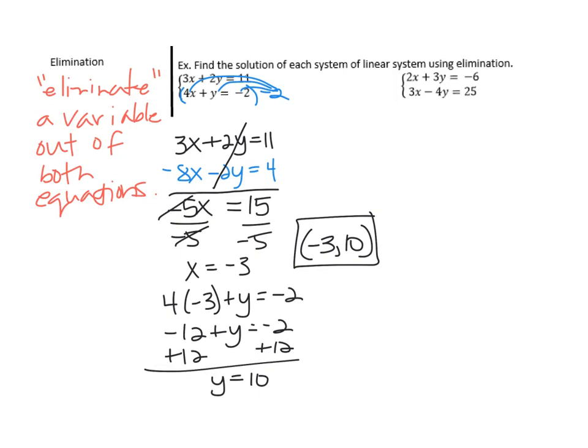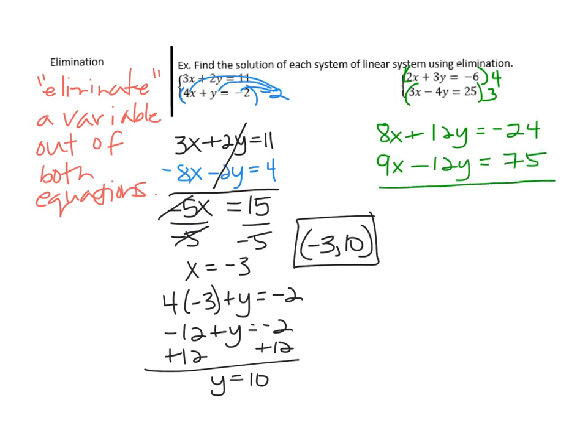But if I want to make a number that both 3 and 4 go into, the smallest one I can think of is 12, which means we'd have to multiply that top row by 4 and that bottom row by 3. The first row will change to 8x plus 12y equals negative 24. Remember to multiply the left side and the right side. That second row now, watch, we get 9x minus 12y, and notice now the y's will eliminate. And then on the right we get 75.